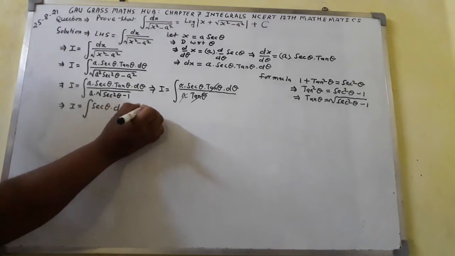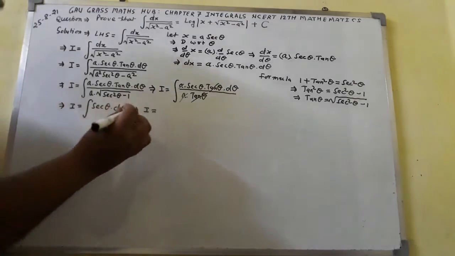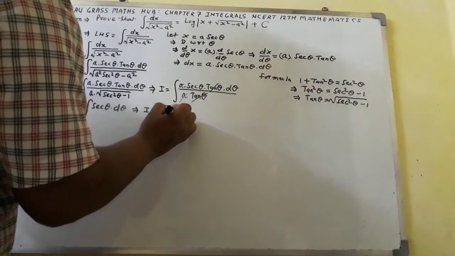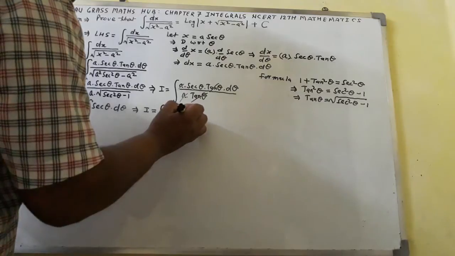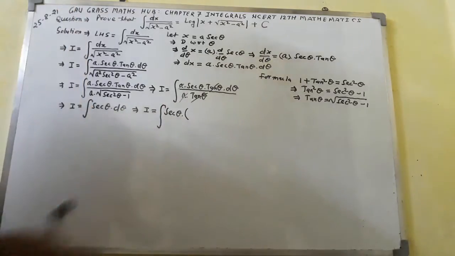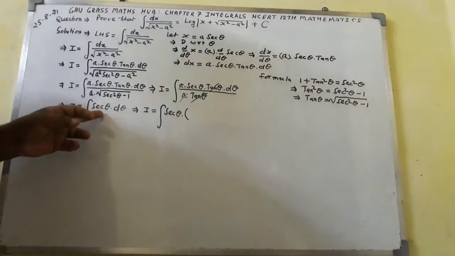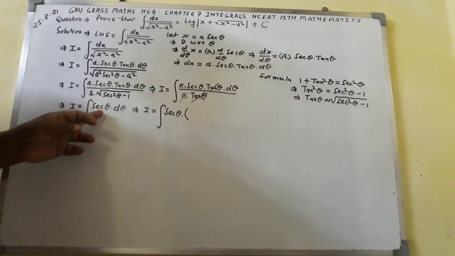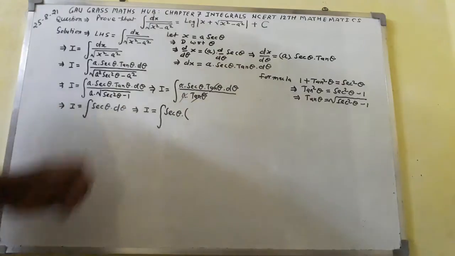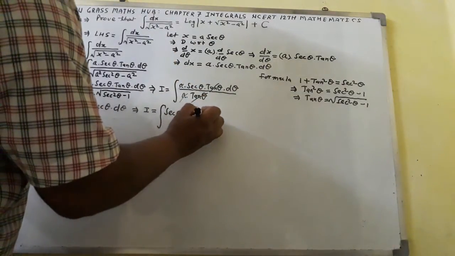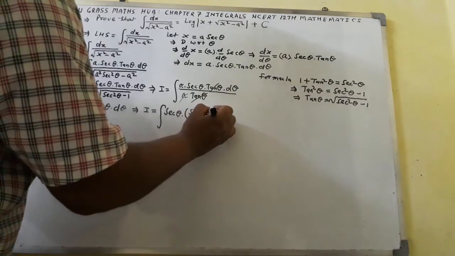Implied that I equal to the integral of sec theta. Multiply numerator as well as denominator by sec theta plus tan theta. Let us here write sec theta plus tan theta.